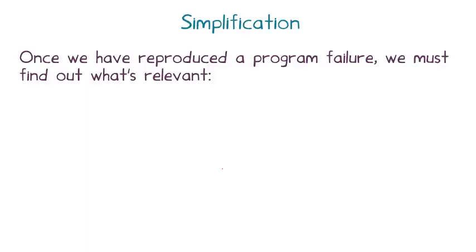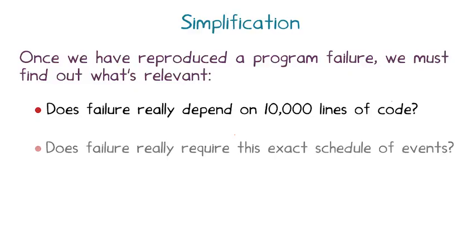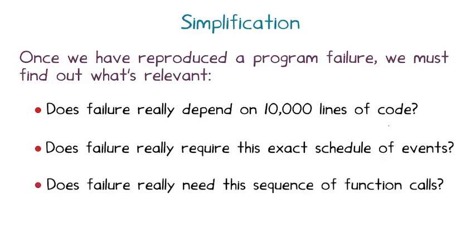A typical bug report contains a lot of information that the developer can use to reproduce the program failure. Once we have reproduced a program failure, we must find out what information is relevant. For instance, does the failure really depend on 10,000 lines of code? Does the failure really require this exact schedule of events? Does the failure really need this sequence of function calls?